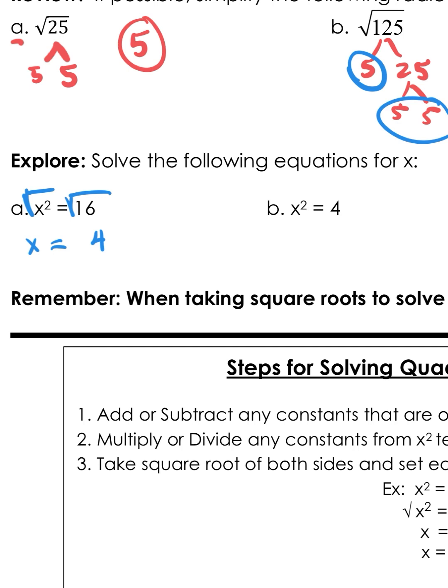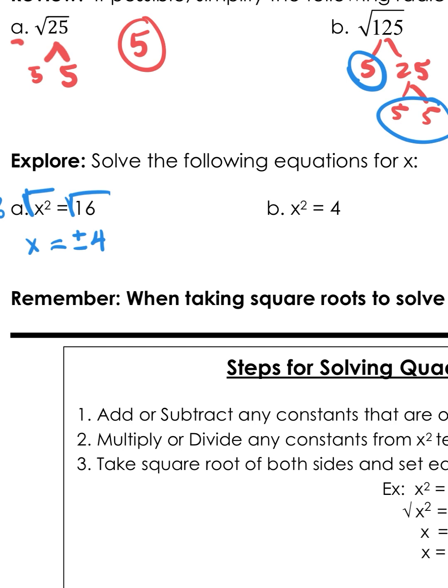But here's the key. There are actually 2 ways that you could get 16 here. You could use a positive 4 or a negative 4. Let me walk you through that. If I took a positive 4 and I squared it, I would get a positive 16. And if I took a negative 4 and I squared that, I would still get a positive 16. So it turns out that there are actually 2 solutions here, plus or minus 4.